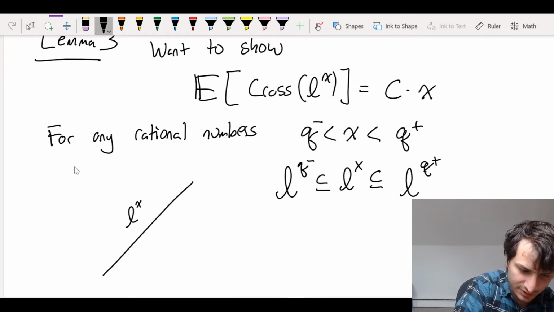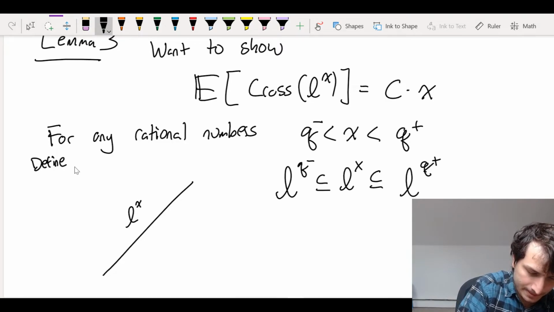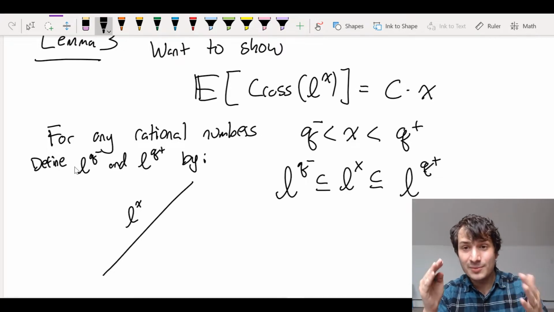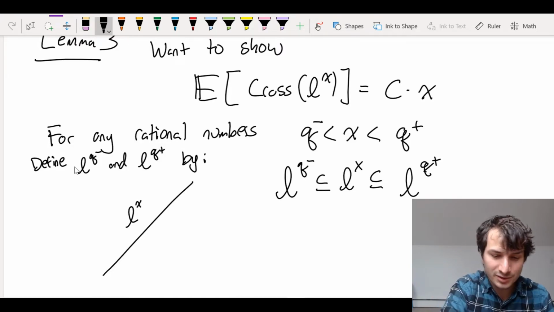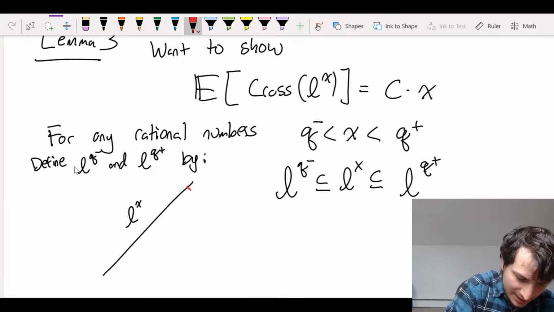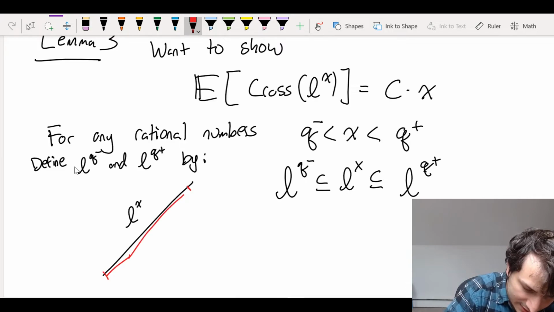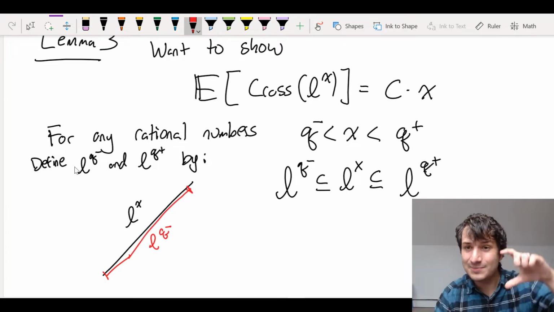Let's put the definition over here. Define LQ minus and LQ plus. They're going to be LX, but a little bit shorter and a little bit longer. So let's make LQ minus this short line segment here. It lives here, LQ minus. So it's exactly on top of x, except it's a little bit shorter.